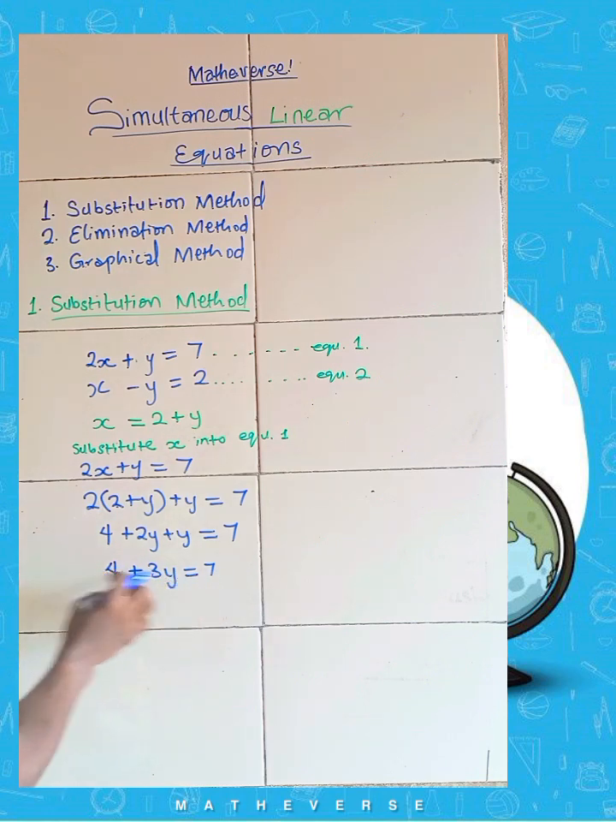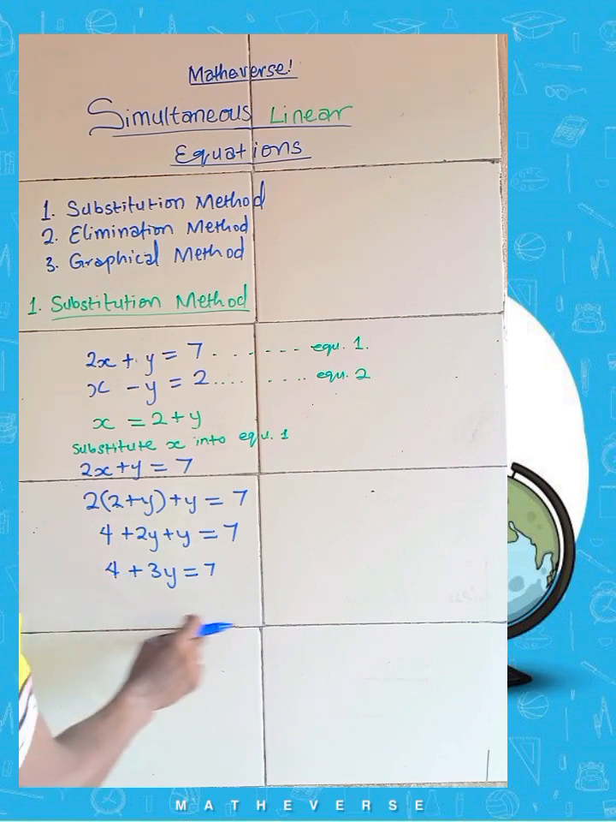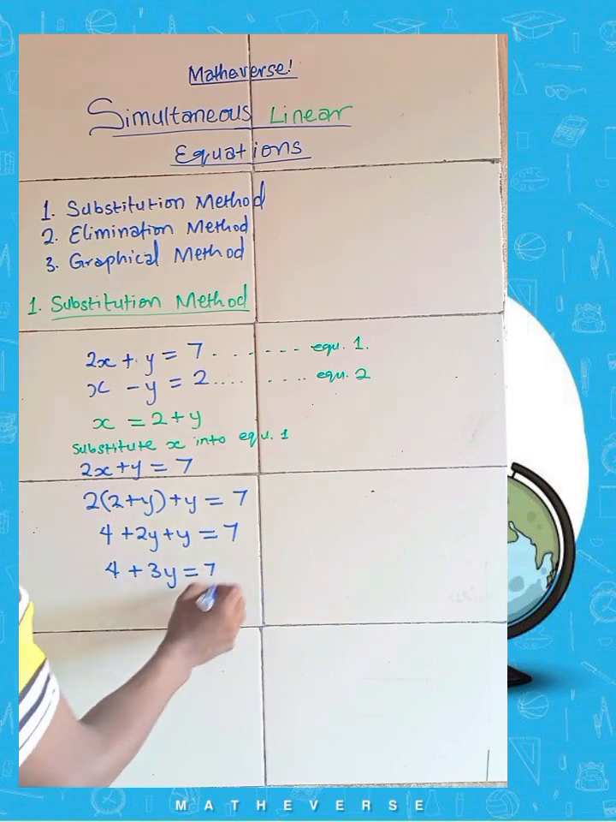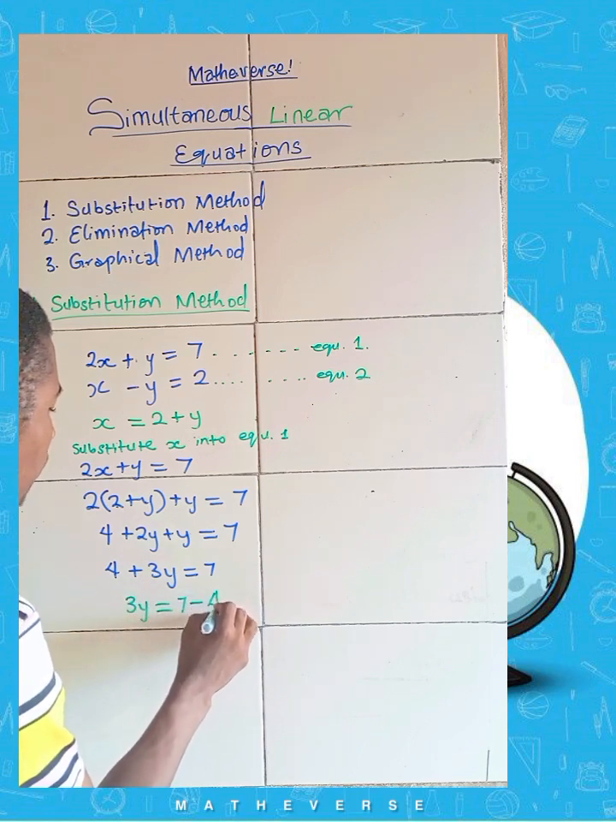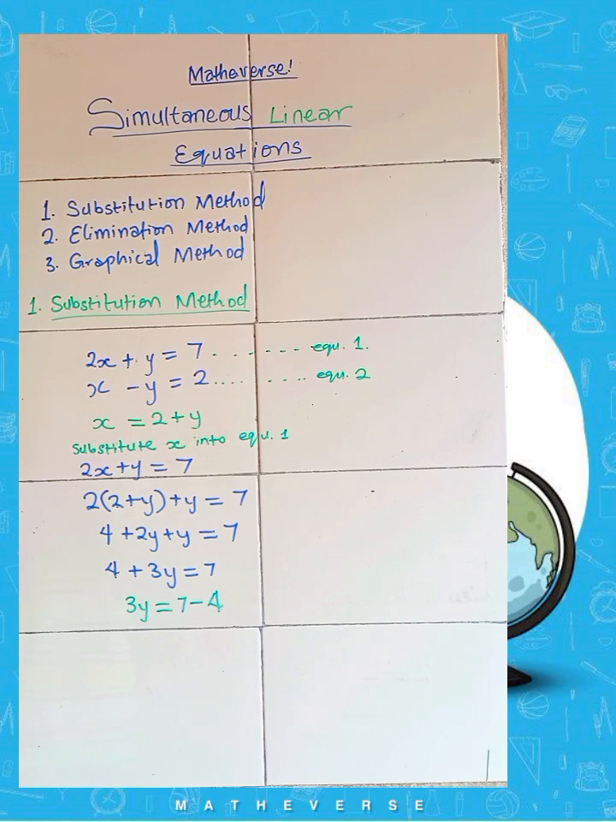Now, 4 is here, 3y is here, and 7 is here. What is like term with 4? It is 7. So we need to take 4 to go and meet 7. When we take 4 to meet 7, we'll then have 3y equals 7 minus 4. You see it now? So 3y equals 7 minus 4.